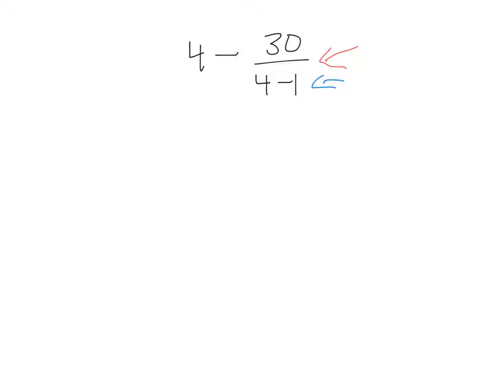So let's rewrite our problem. We now have 4 minus 30 divided by 3. And remember, my 3 came from subtracting this 4 minus 1. Now we're ready to deal with that division sign. 30 divided by 3 is 10. So now my problem reads 4 minus 10.